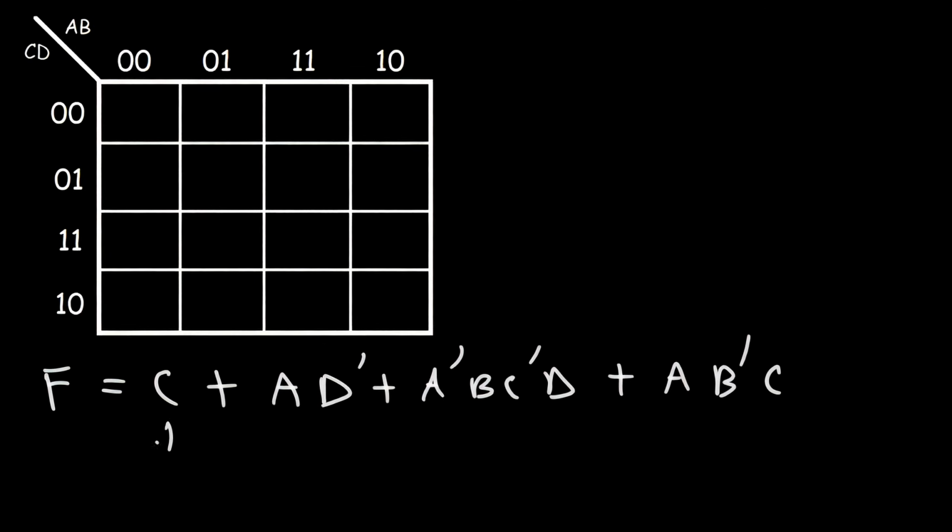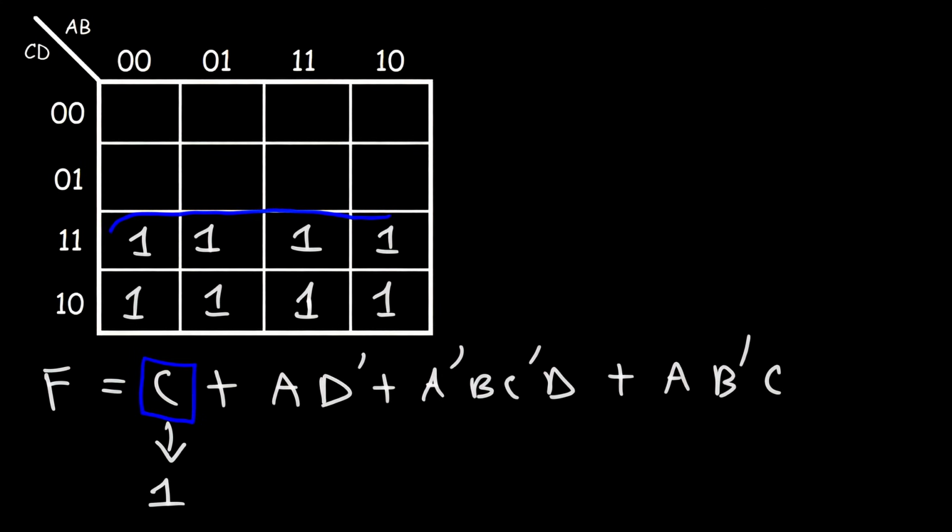So let's start with the letter C. So since we have C and not the complement of C, it's just going to be 1. C is 1 in this region. So that's anywhere in the last two rows. So we're going to have to put a 1 in all of those rows. In those two rows. So I'm going to color code this group of 8 ones.